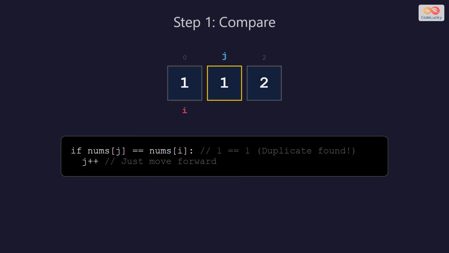Let's walk through it. We start I at index 0 and J at index 1. We compare the values at these indices. Here, both are 1. Since they are the same, we know the value at J is a duplicate. We simply move J forward and do nothing else.